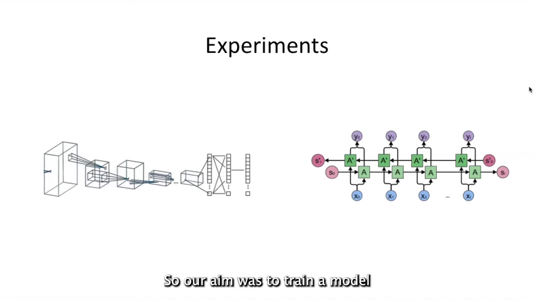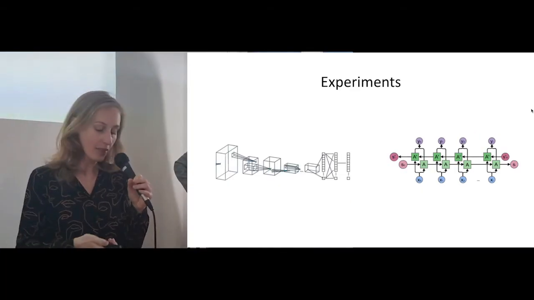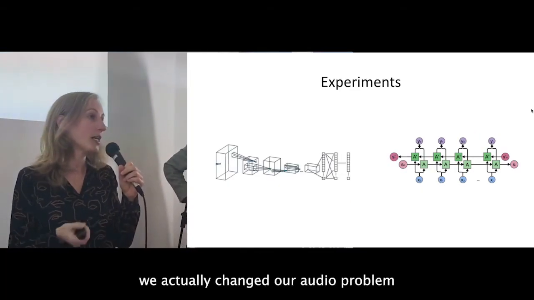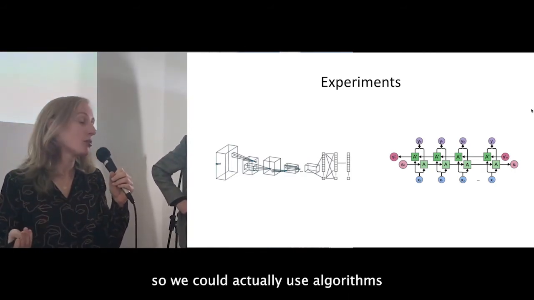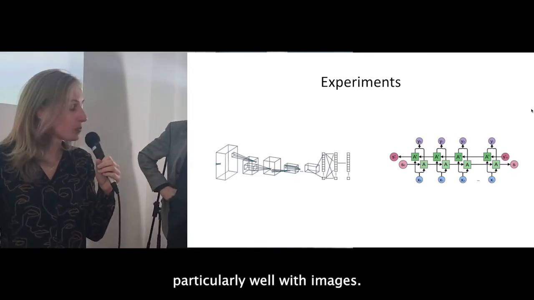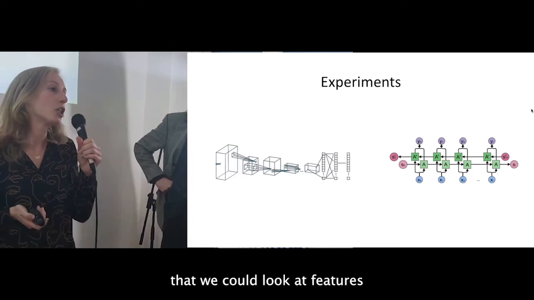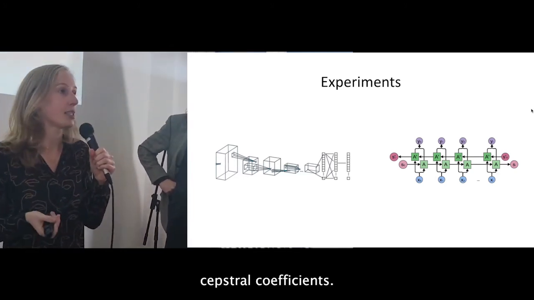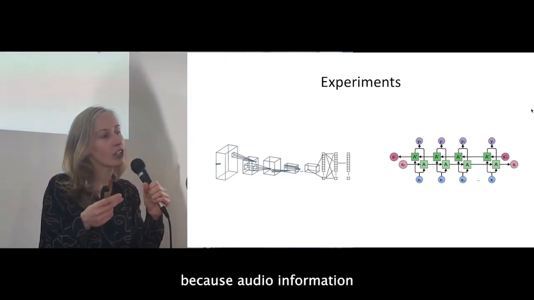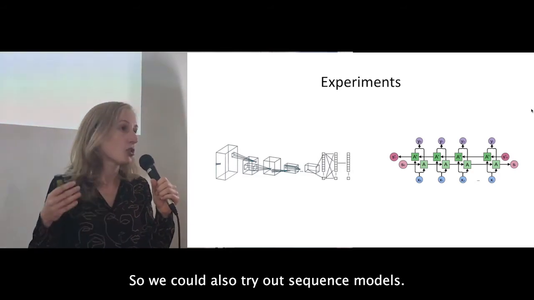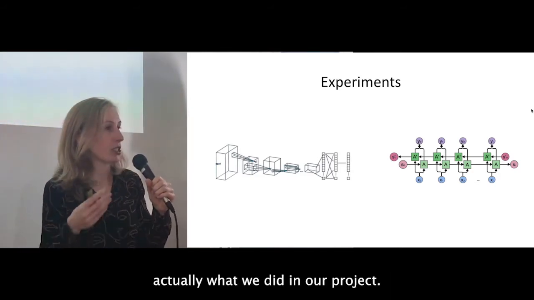All right, so our aim was to train a model that could reconstruct the patch, aka the combination of synthesizer parameter settings that generates the original sound. Now, with extracting our features, we actually changed our audio problem into a computer vision problem. So we could use algorithms that also perform particularly well with images. But there's also a different way that we could look at features like the MEL frequency cepstral coefficients, because you could also see them as a time sequence. Audio information usually also follows a pattern. So we could also try out sequence models. And this is what we did in our project.